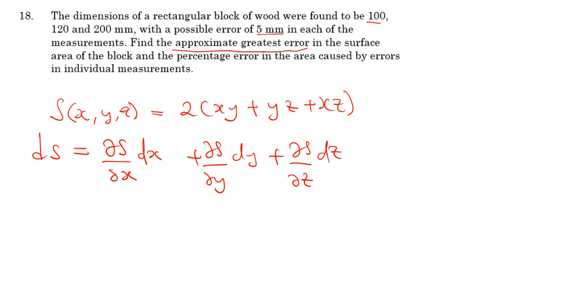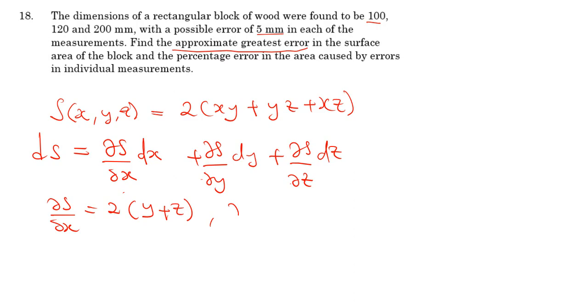So I need to find these partials first. To find them, I look at my surface area function, which is here on top, and I differentiate it, treating all other variables that are not x as constants. The partial of S with respect to x: the 2 stays outside, differentiating xy leaves y, differentiating xz leaves z. So this is the partial of S with respect to x, which is 2 times (y plus z).